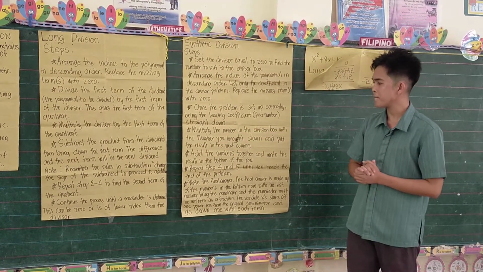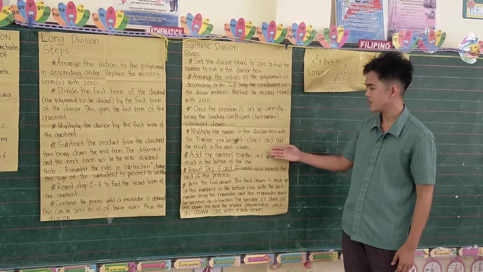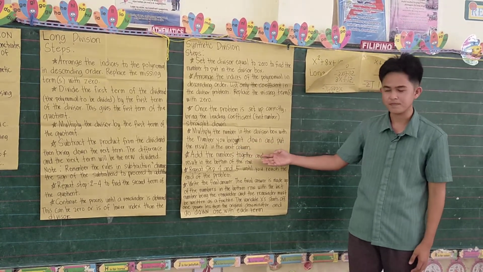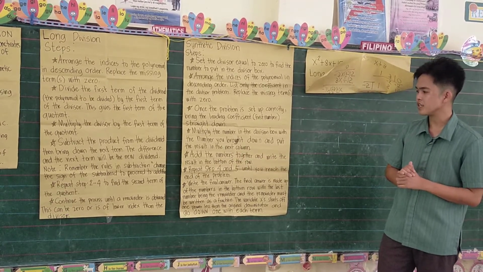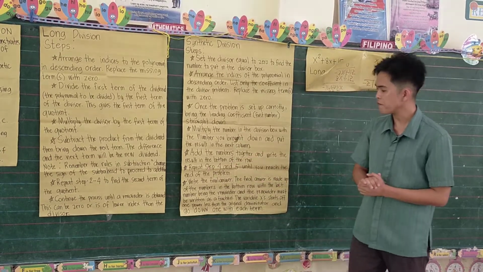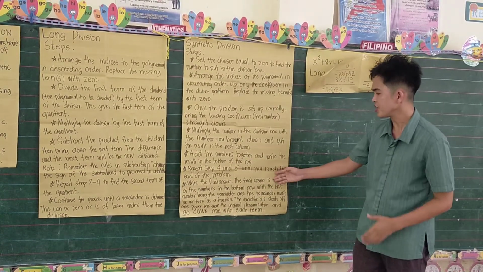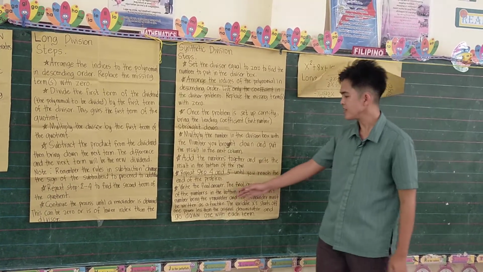Next, multiply the number in the division box with the number you brought down and put the result in the next column. Next, add the numbers together and write the result in the bottom of the row. Next, repeat steps 4 and 5 until you reach the end of the problem. Lastly, write the final answer.